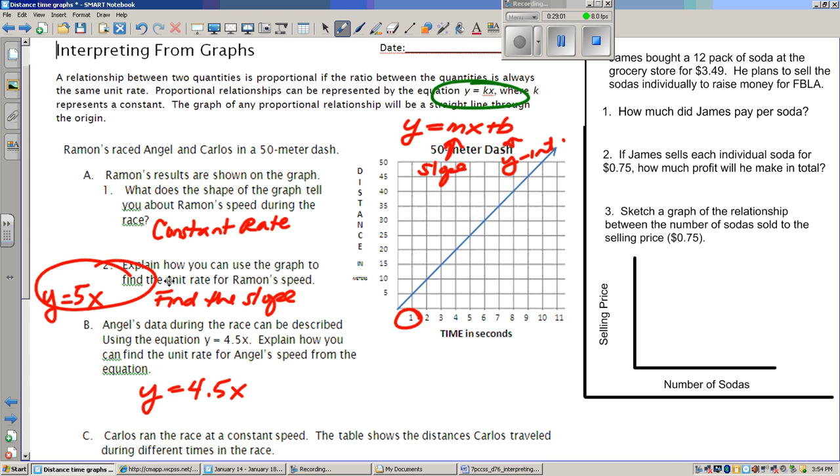Now that's Ramon's equation. Let's relate that to Angel's equation that was given to us down here. All right, where can we find Angel's unit rate just by looking at this equation? Good, hopefully you said 4.5 is her unit rate. Earlier in our notes, if you flip back, our unit rate is the same thing as our slope.